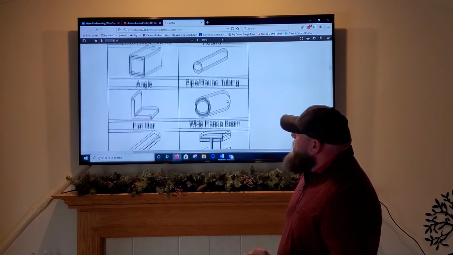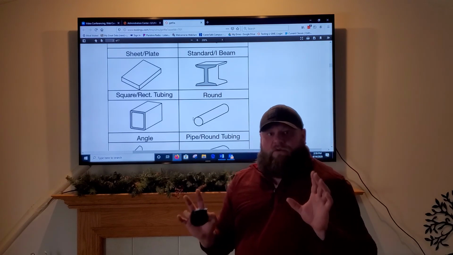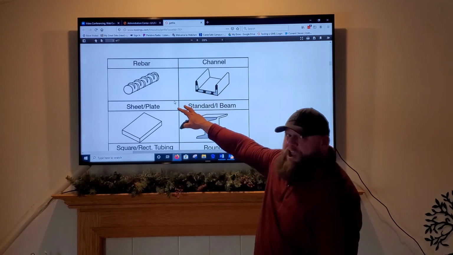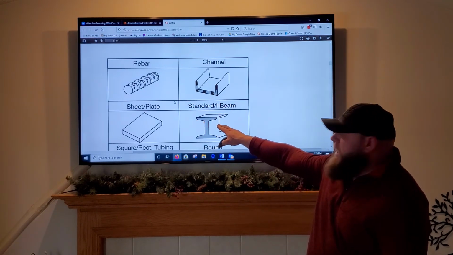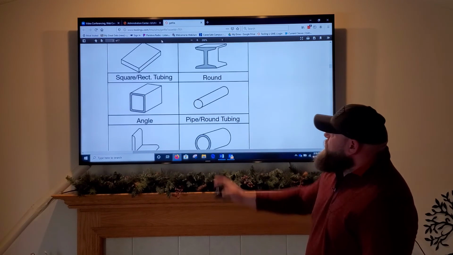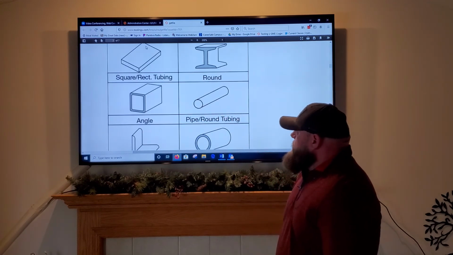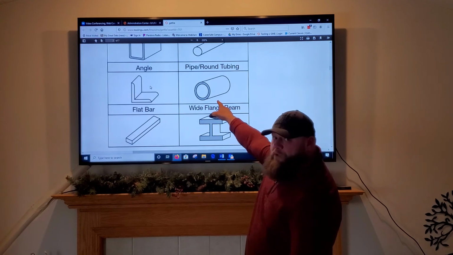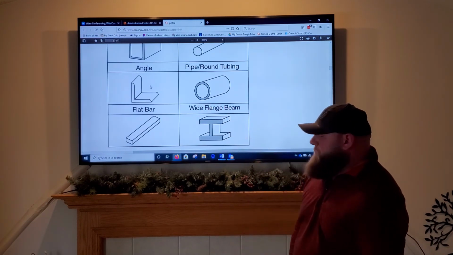So just to recap, we went over the 8 basic structural steel shapes, and those are again rebar, not rebarb, channel, sheet or plate, standard I-beam, square or rectangular tubing, round stock, angle, pipe or round tubing, flat bar, and wide flange beam.